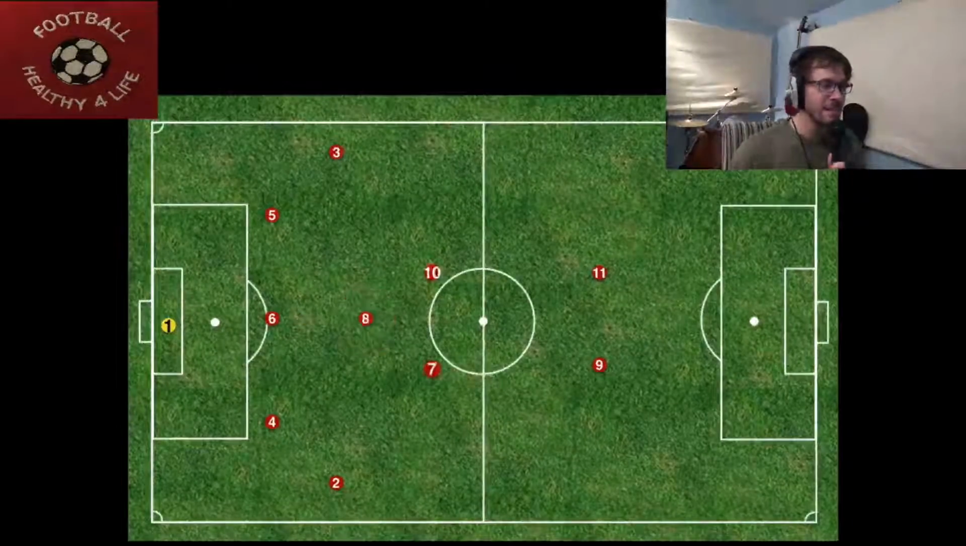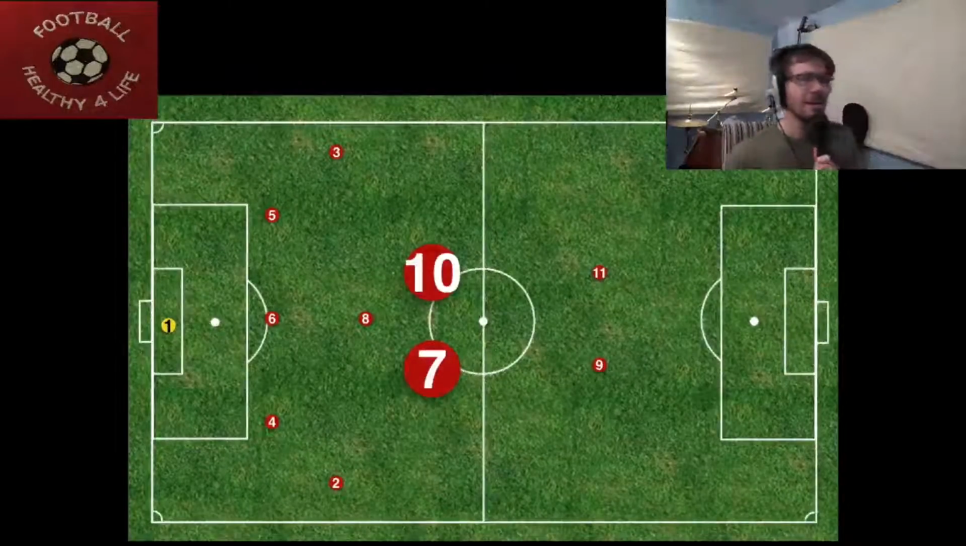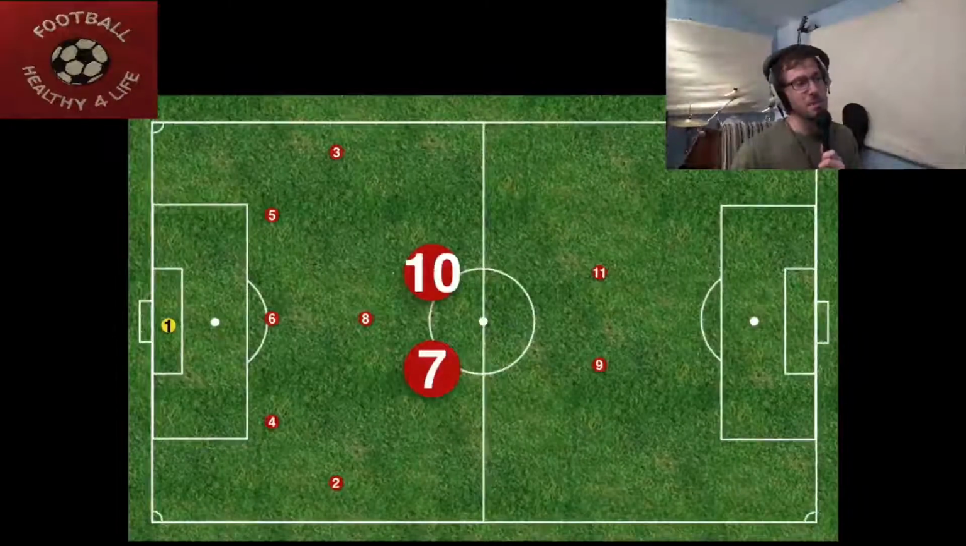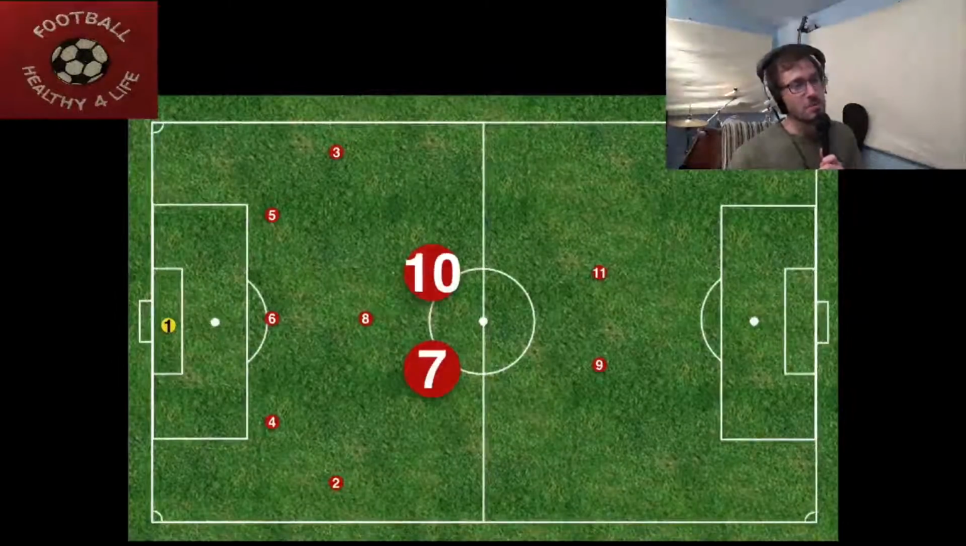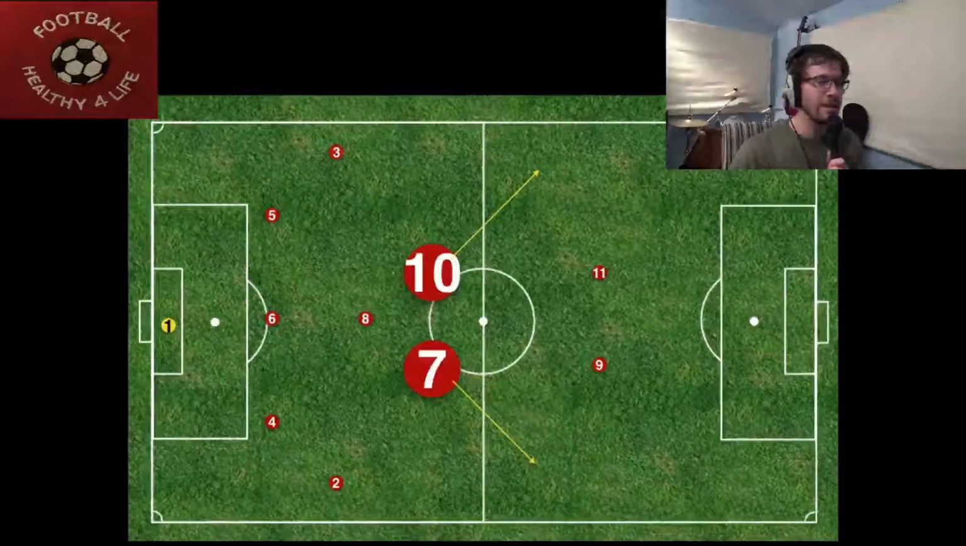7 and 10, they need to be defensive, but they need to be intelligent, they need to be great movers, they need to be able to pass the ball intelligently and also move out wide. You can see the space to the left and to the right. So we'd want 7 and 10 to move out on the offence.